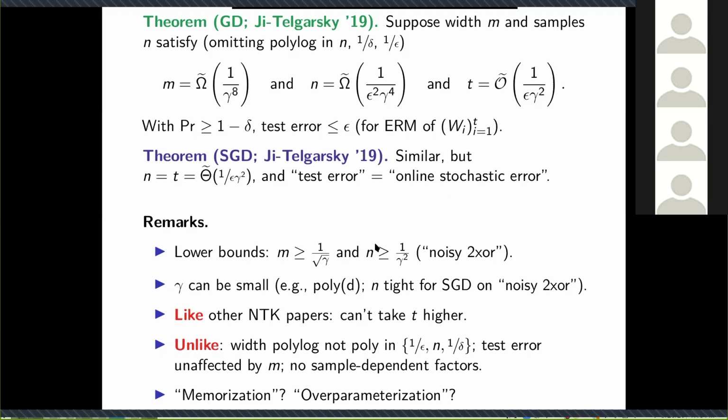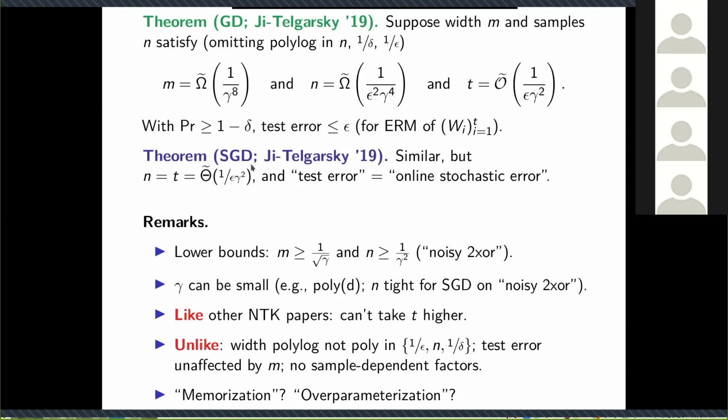Okay, and then the main contrast between this theorem and, let's say, this fine-grained analysis paper by Sanjeev, Wei and others that I mentioned earlier in this talk, is that we don't bake in a dependence on n, 1 over epsilon or 1 over delta. It's log in those. Of course, there are cases like random data where gamma can be very bad. It can depend directly on n. But also cases like this noisy 2XOR where it's very good, or the linearly separable data.